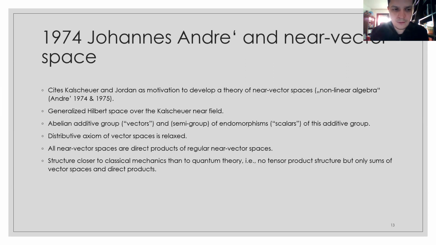He could prove that all near vector spaces are direct products of what he called regular near vector spaces. What's of interest here, if you try to generalize quantum theory, is that the structure here is closer to classical mechanics than to quantum theory, because you do not have tensor products for near vector spaces.